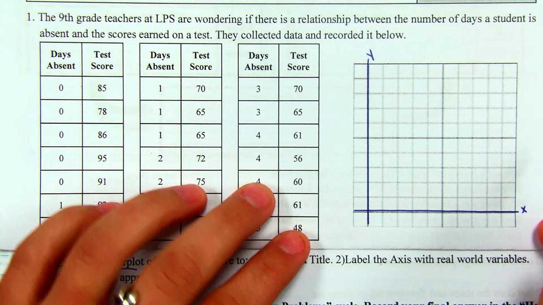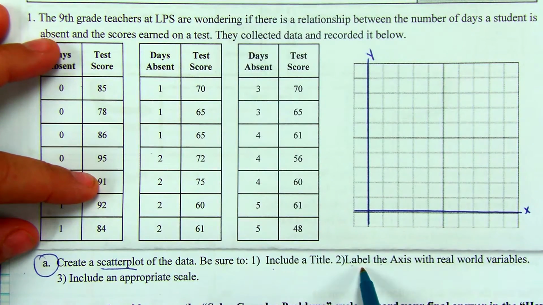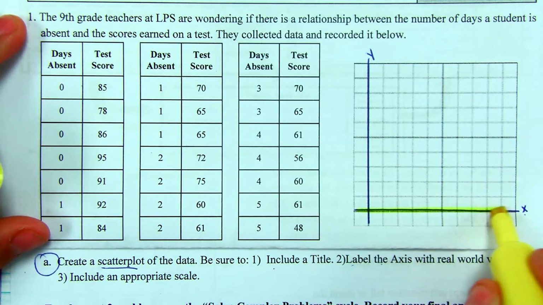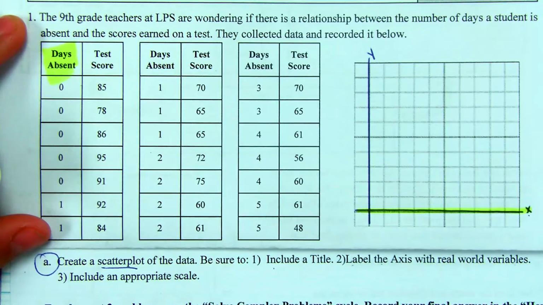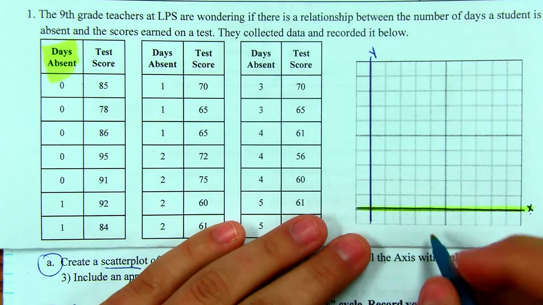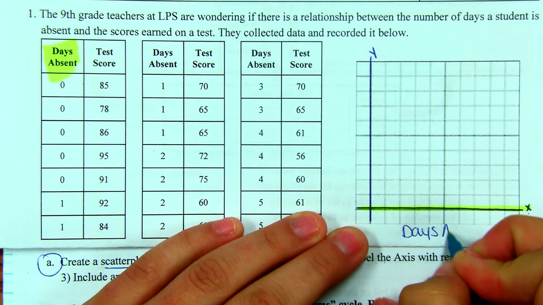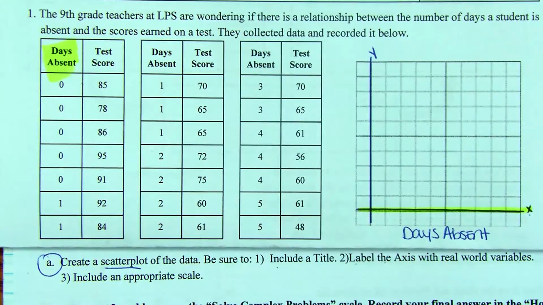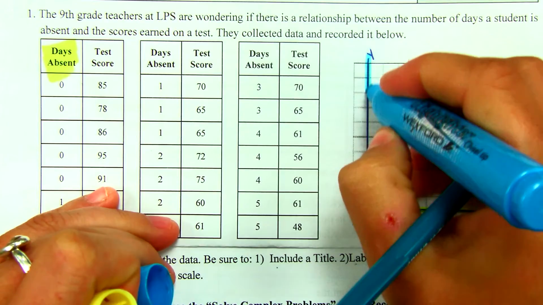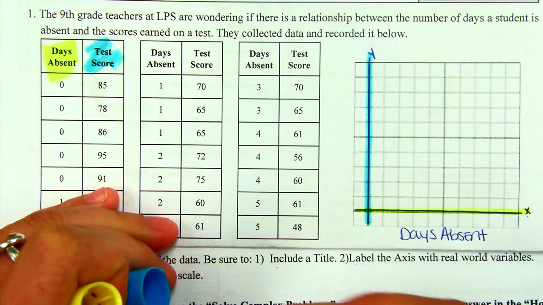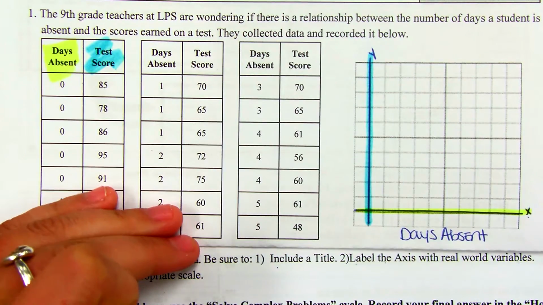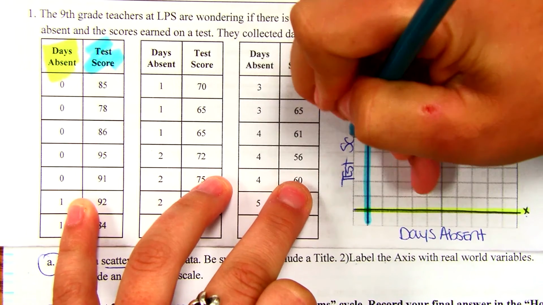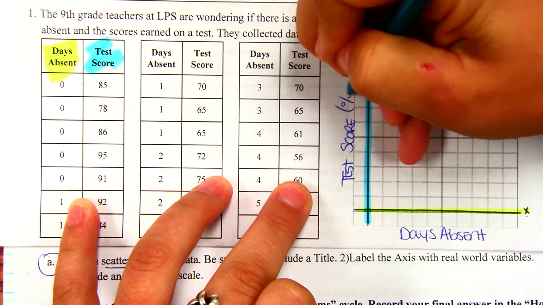It says to label the axes with real-world variables. So the x-axis, which I'll highlight in yellow, would be the x column of data. So it's days absent. Then my y-axis, I'm going to highlight in blue. It's my y column of data, which in this case is test score. So I'll label this test score, and that's going to be in a percentage.